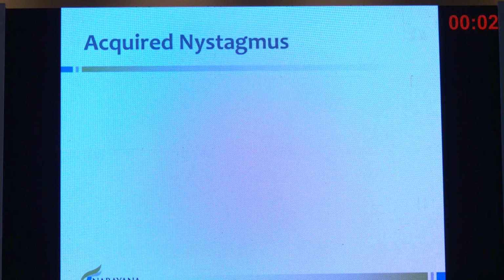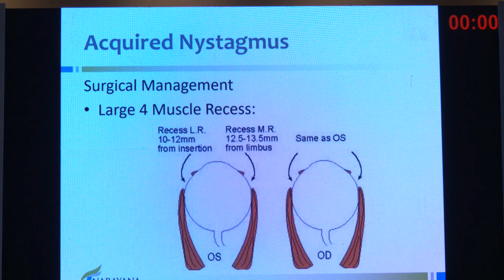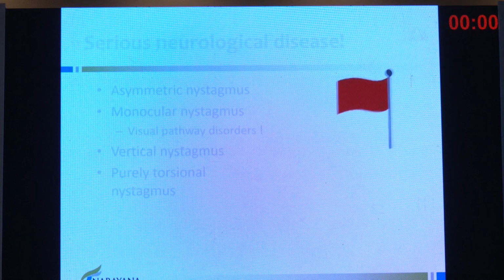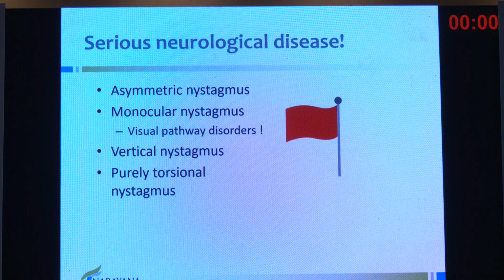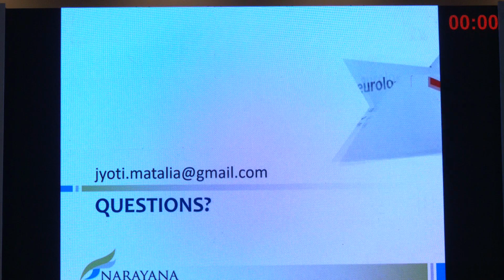But ending by saying that sometimes surgery is also important, where you do large muscle recessions of about 10 to 12 millimeters of the horizontal recti, so as to relieve them if you're not able to completely correct them by medications. And ending, there are certain serious neurological diseases you should think of when you see an asymmetric nystagmus, a monocular nystagmus, which is a visual pathway disorder, vertical nystagmus, and a purely torsional nystagmus, provided you have ruled out a congenital cause. So thank you very much for your patience.